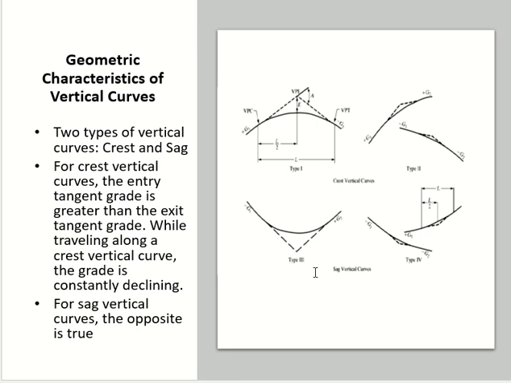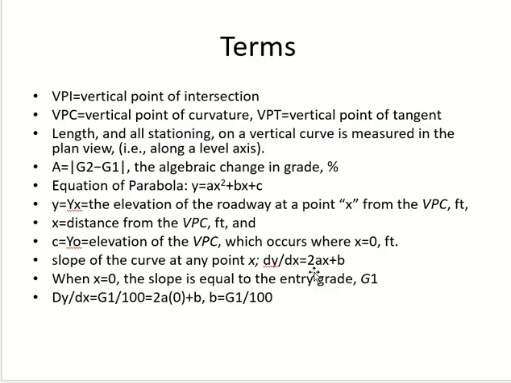The length of the vertical curve is L. VPI, the point of intersection, is aligned with the middle of the curve, not on the curve. So from the start to the intersection is L by 2, and the remaining is also L by 2. Clear?